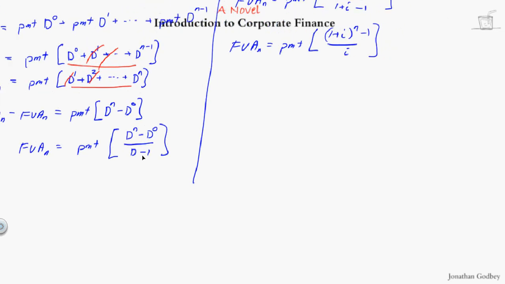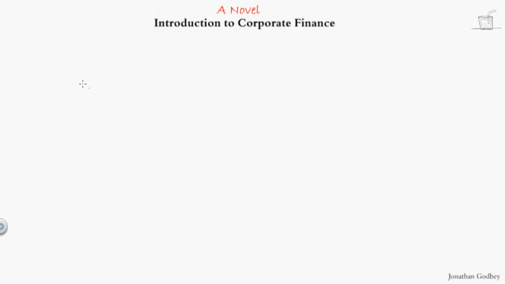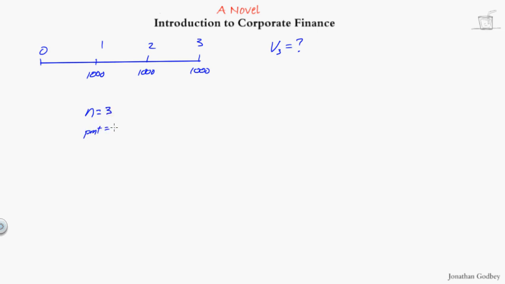And let me redraw this timeline. We have 0, 1, 2, 3, $1,000, $1,000, $1,000. And the question the problem asks is going to say, what's the value at year 3? Okay, so you need to know the size, timing, risk of the cash flows. There are going to be 3 cash flows. They are $1,000 each.